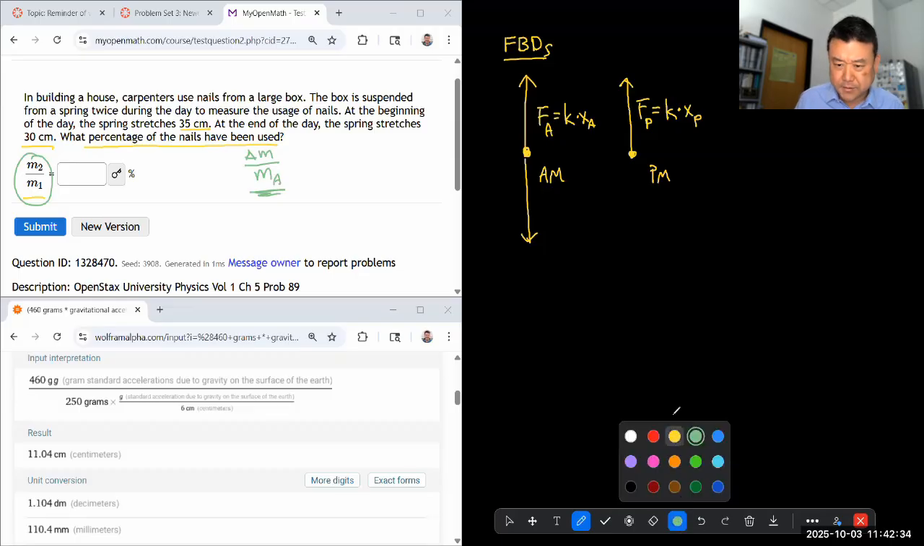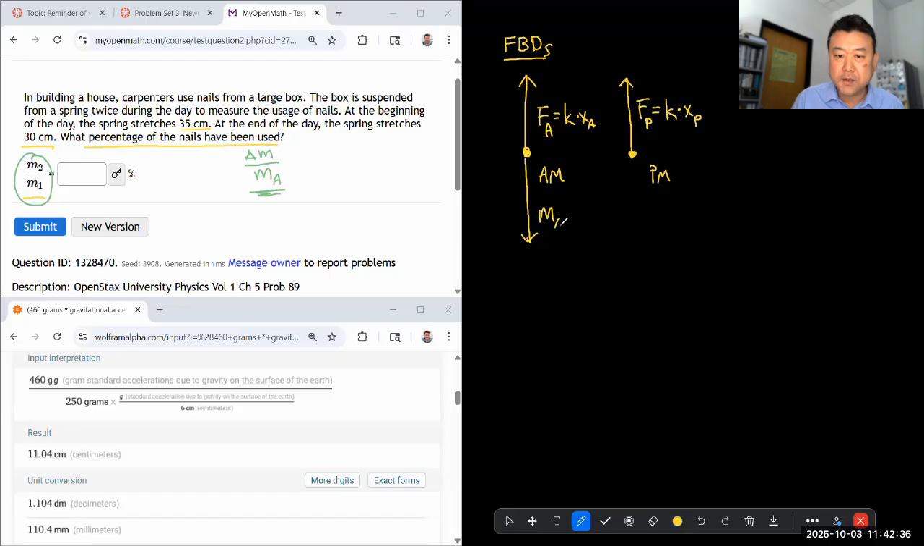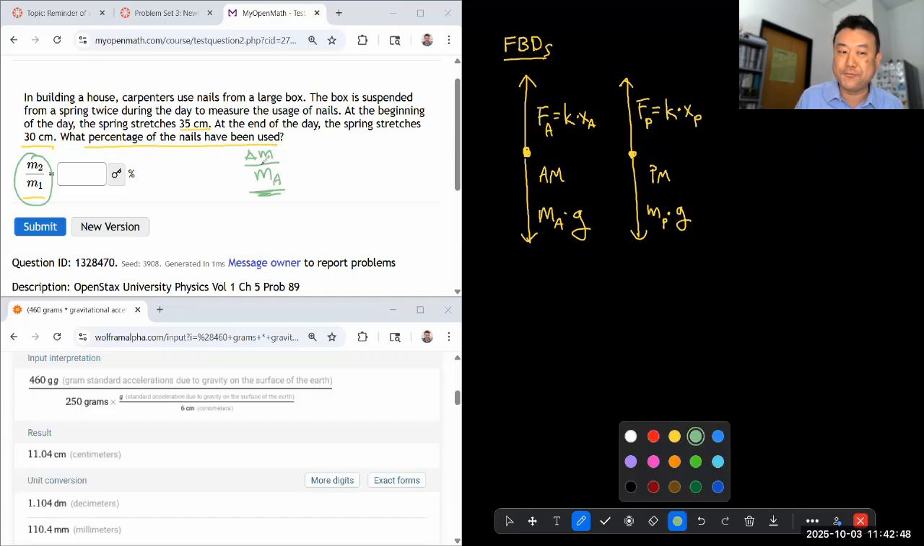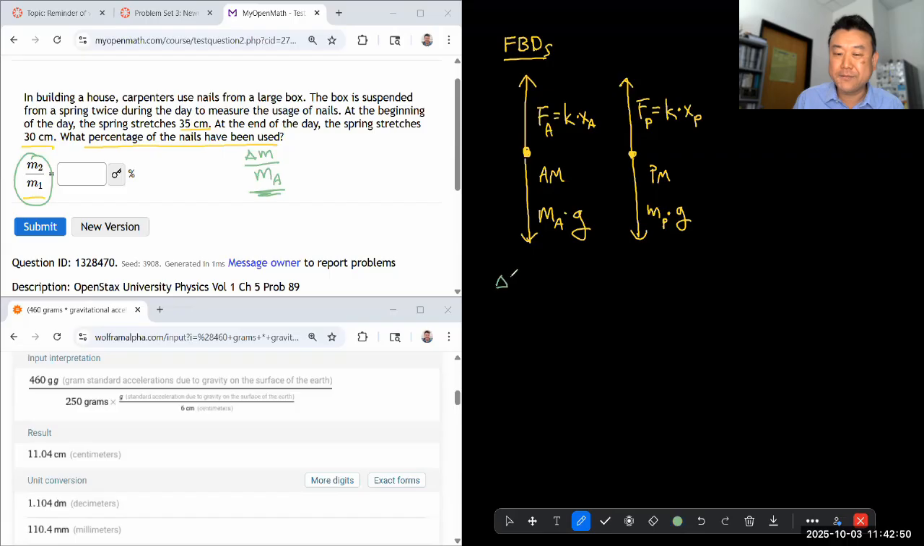So let me use these symbols here. The mass of the thing in the morning times G, and the mass of the thing in the afternoon times G. And really what I'm looking for right now, assuming I'm reading the question correctly, is delta M over its original mass in the morning, or the MP minus MA divided by MA. That's what I'm looking for. Let's see if the number I calculate will be graded as correct.